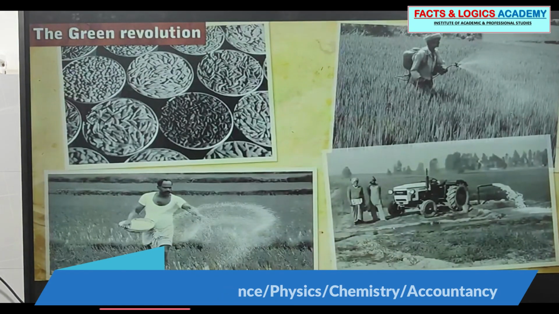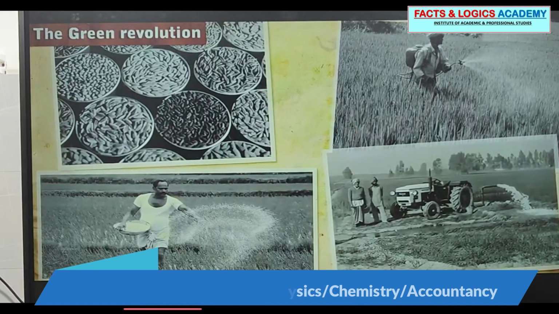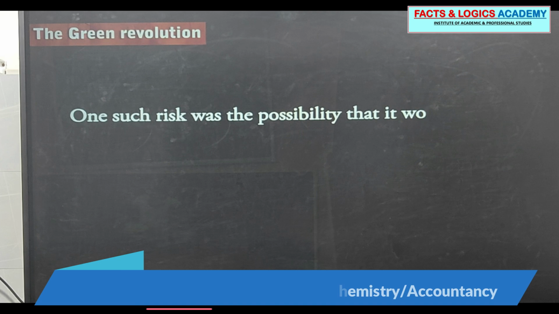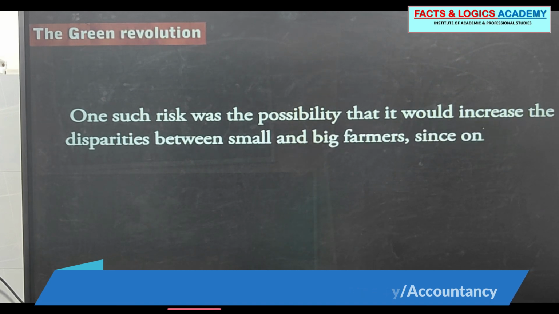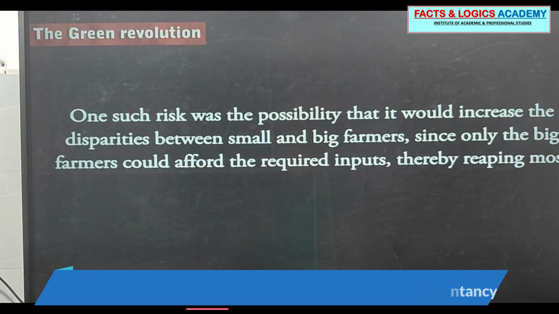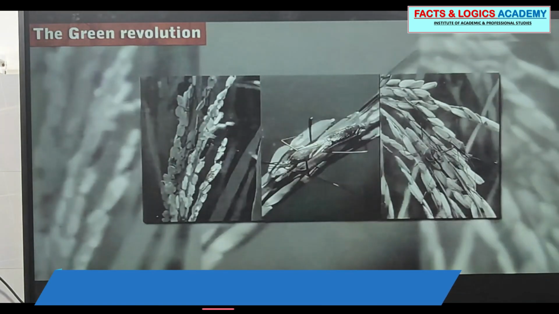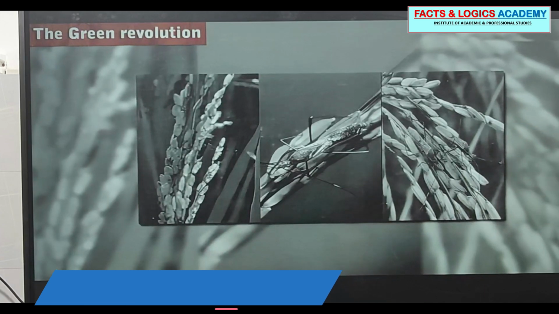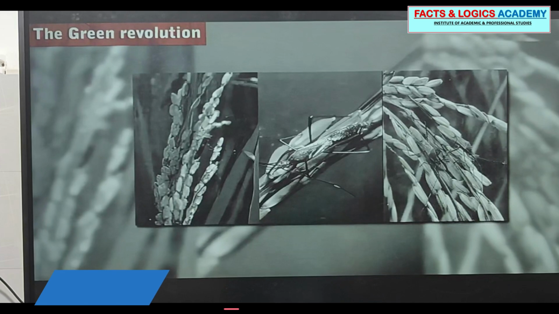While the nation had immensely benefited from the Green Revolution, the technology involved was not free from risks. One such risk was the possibility that it would increase the disparities between small and big farmers, since only the big farmers could afford the required inputs, thereby reaping most of the benefits of the Green Revolution. Moreover, the HYV crops were also more prone to attack by pests, and the small farmers who adopted this technology could lose everything in a pest attack.